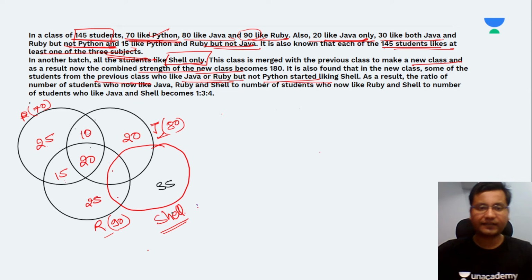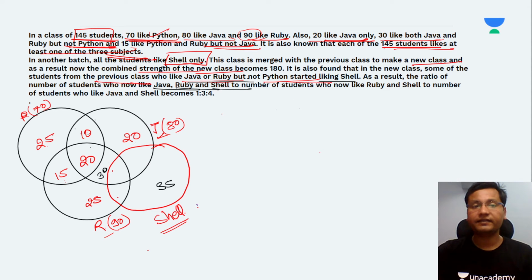So this has to be Shell. Okay, now read it further. It is also found that in the new class, some of the students in the previous class who like Java and Ruby but not Python started liking the Shell. As a result, the ratio of number of students who like Java, Ruby and Shell to the, okay, one more thing guys, यहाँ से मैंने 30 रेज किया था, right? So यहाँ पे था 30. So this is 30. यहाँ पे 30 रेज करा था मैंने अभी सर्कल ड्रॉ करने के लिए.